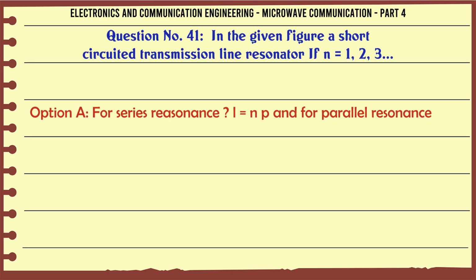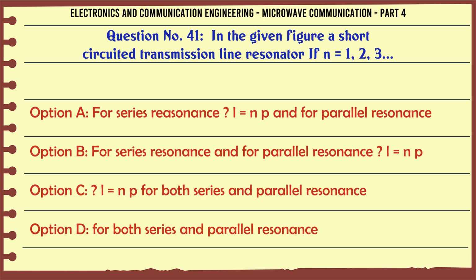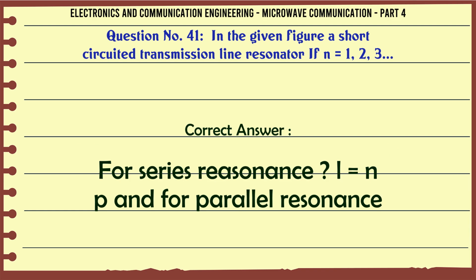In the given figure, a short-circuited transmission line resonator, if N = 1, 2, 3, A. for series resonance L = Nλ/2 and for parallel resonance L = (2N−1)λ/4, B. for series resonance L = (2N−1)λ/4 and for parallel resonance L = Nλ/2, C. L = Nλ/2 for both series and parallel resonance, D. L = (2N−1)λ/4 for both series and parallel resonance. The correct answer is for series resonance L = Nλ/2 and for parallel resonance L = (2N−1)λ/4.